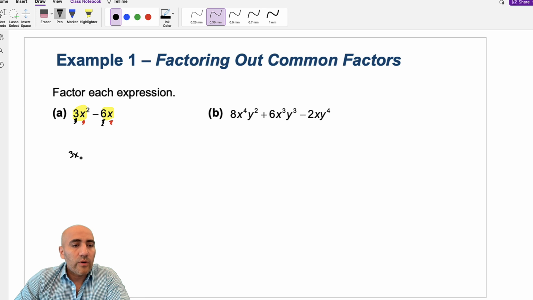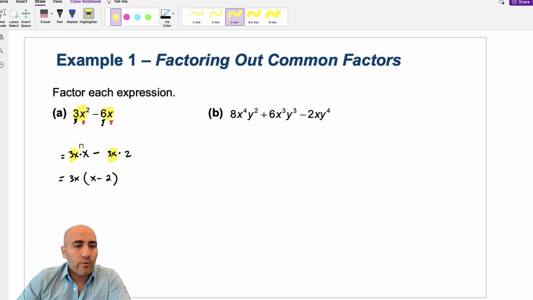Well, okay, just this one time, let's do it a little bit longer. So I'm going to rewrite it as 3x times x minus 3x times 2, right? Because 3x times x is 3x squared, and 3x times 2 is 6x. And so now we can easily see that this and this are the same. So we're going to pull it out, kind of the reverse of distribution. So let's put a little equal sign there. And so this is equal to 3x, parentheses, x minus 2. Good.